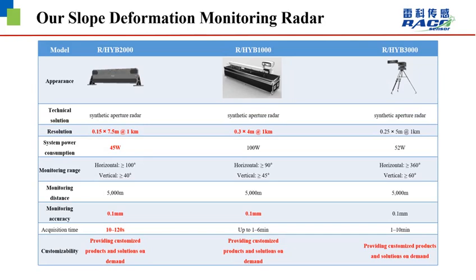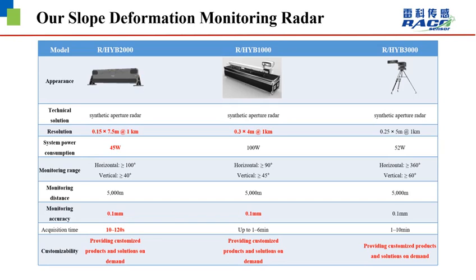Here we have some parameters summary of three radars. All these parameters define the distance, range, data point cloud density, and accuracy when slope radar works. These radars can complete monitoring tasks in mine very well.